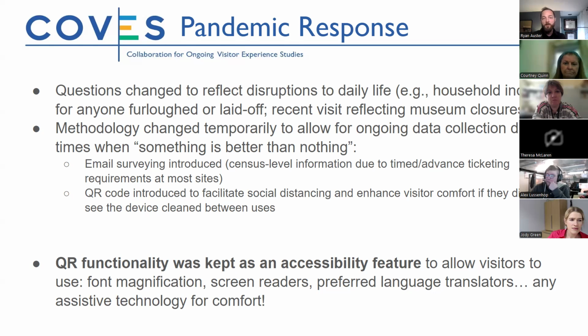For example, it was no longer appropriate to ask about household income if people were just laid off, right? How do I answer that question? It's 0 now. Yesterday, it was a very big number. Where am I supposed to put myself? When was the last time you came to the museum? I don't know. You've been closed for several months. How should I evaluate this question? So there were some obvious measurement pieces that we had to change. But specific to methodology, we made two big pivots.